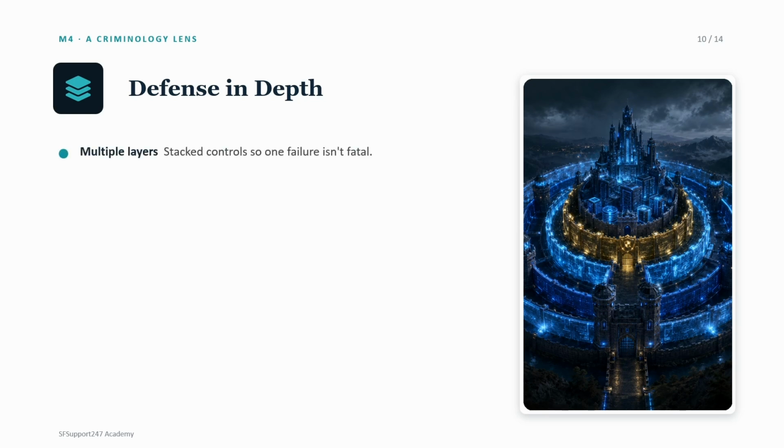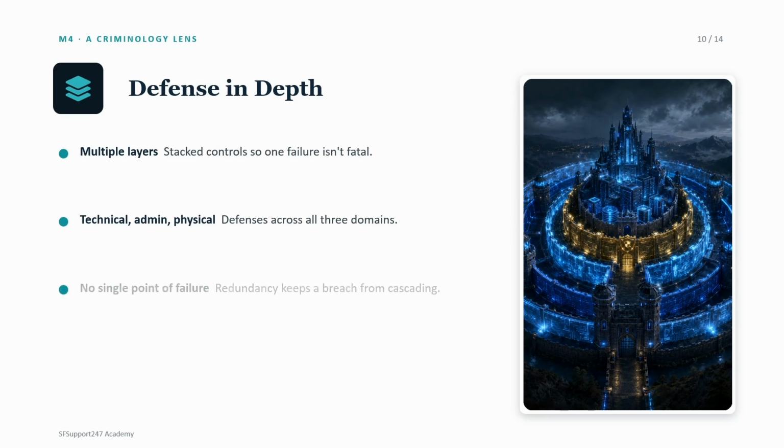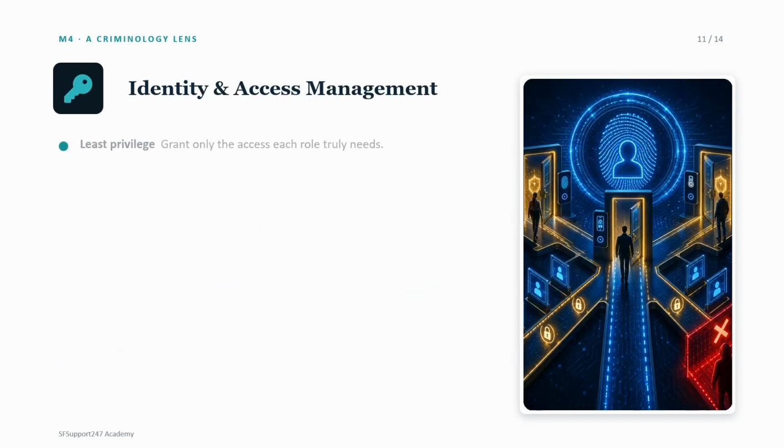Defense in depth: multiple layers, stacked controls so one failure is not fatal. Defense across three domains: technical, administrative, and physical. Redundancy keeps a breach from cascading, no single point of failure. Each layer buys defenders time to respond and slows the attacker.